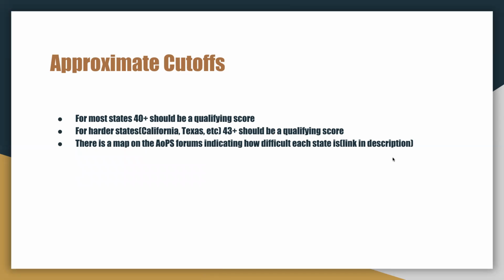The approximate cutoffs: for most states, above a 40 should be a qualifying score, but for harder states like California, Texas, etc., a 43 or above should be a qualifying score.